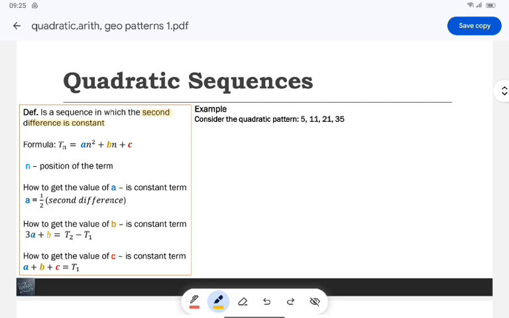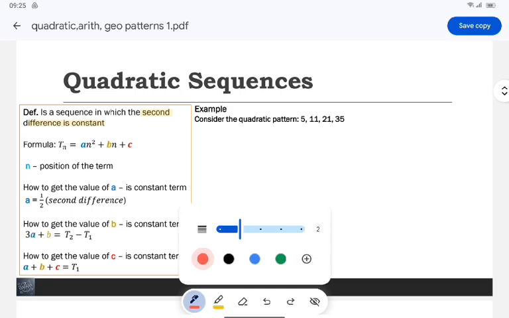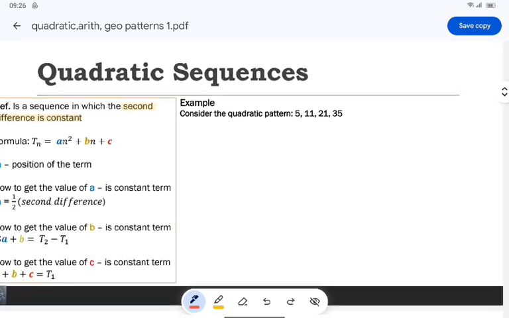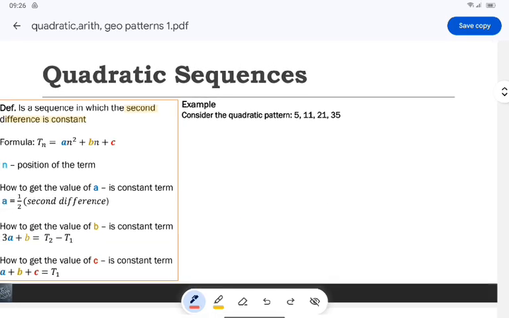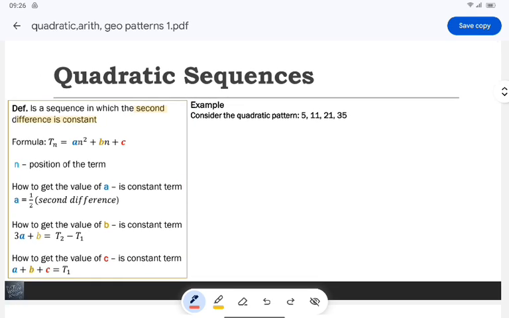Okay, I'm going to take you through an example and show you what we're talking about when we say the second difference is constant. Consider we're given this pattern: 5, 11, 21, and 35. We're going to look for the first difference first, and then we'll find the second difference. So how do we find the first difference? We're going to say T2 subtract 5, that will be 6. And then T3 subtract T2, that is 10.